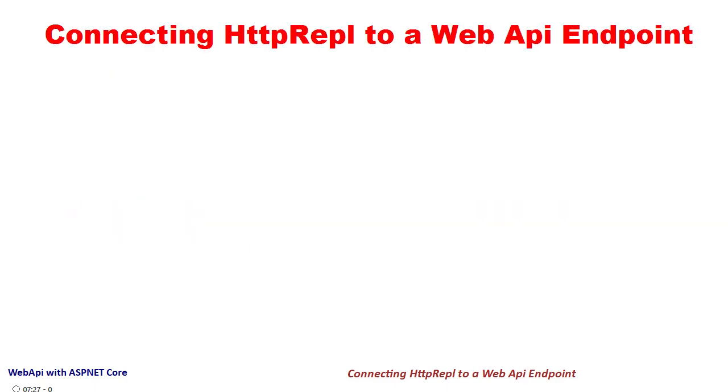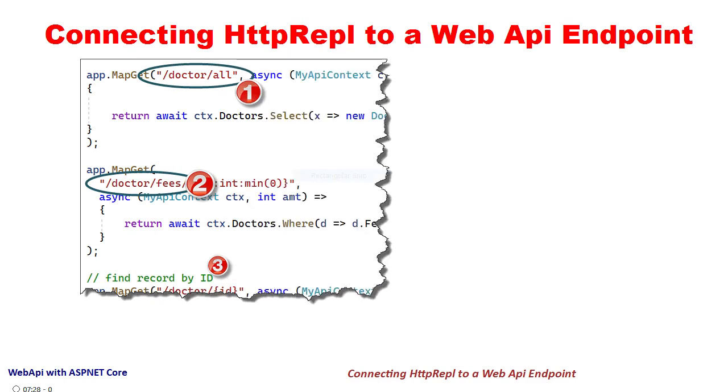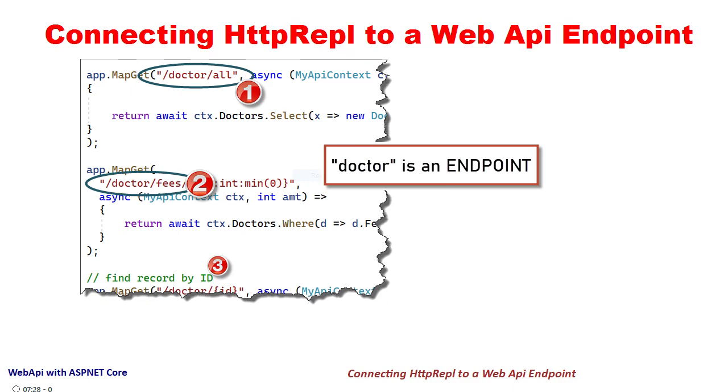Before we can execute and test any web API, we have to establish a connection between HttpRepl and our web server. If you are following this chapter, then you must have observed that each of our route templates starts with the segment doctor. Technically, this segment is called an endpoint. So doctor is an endpoint for our web API that we have written so far.